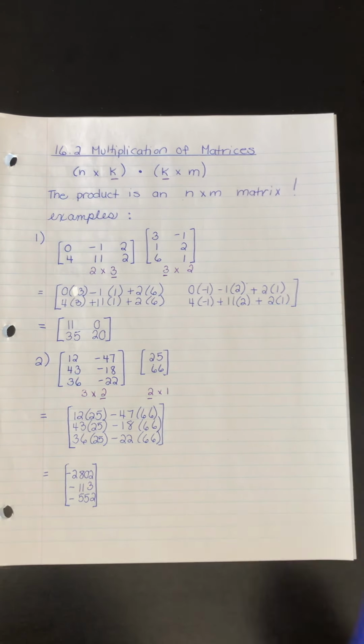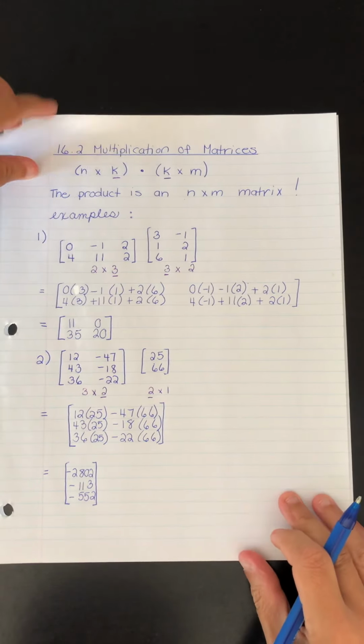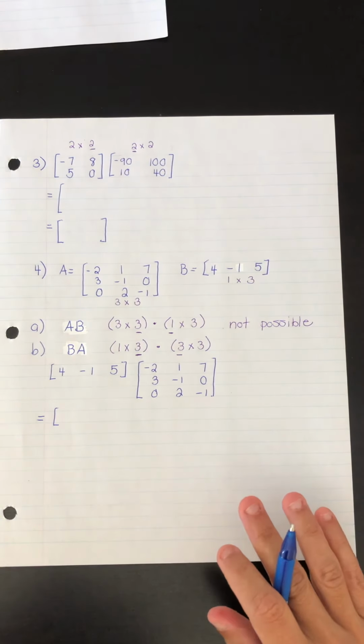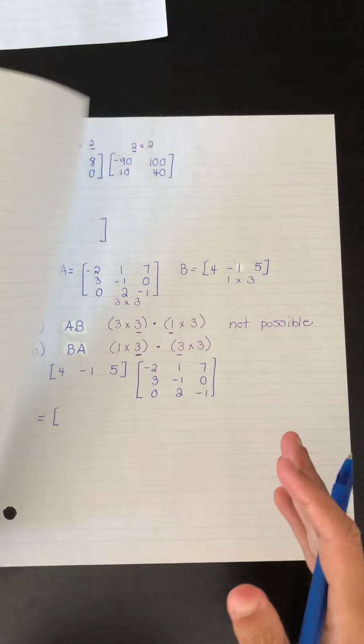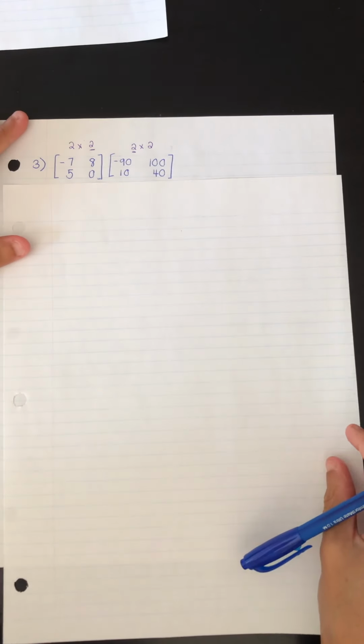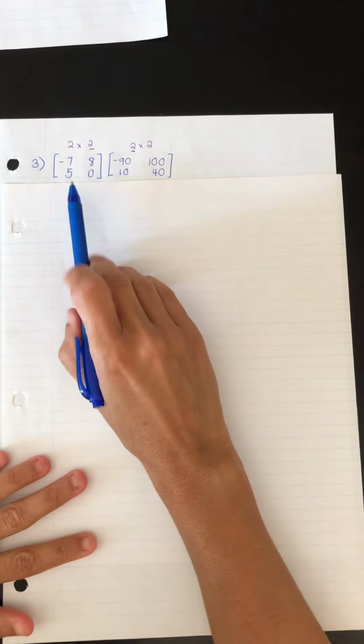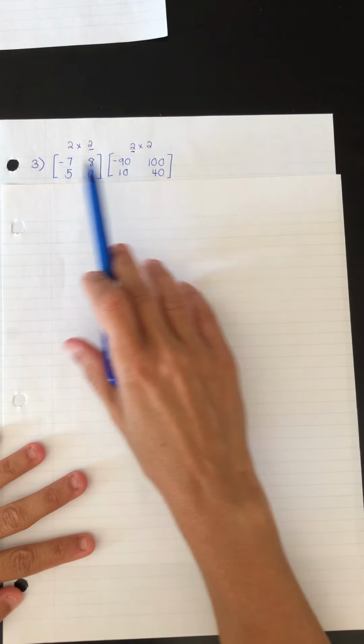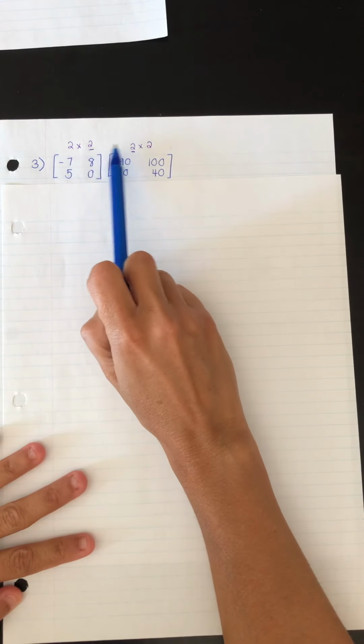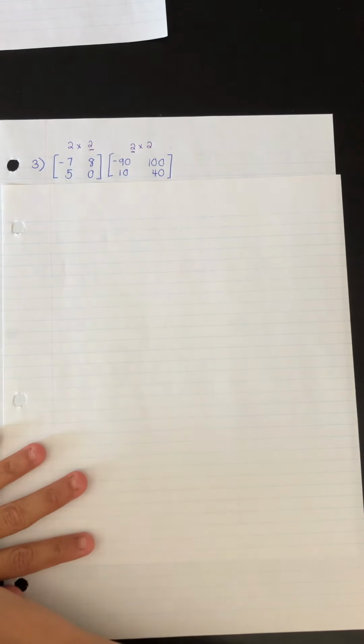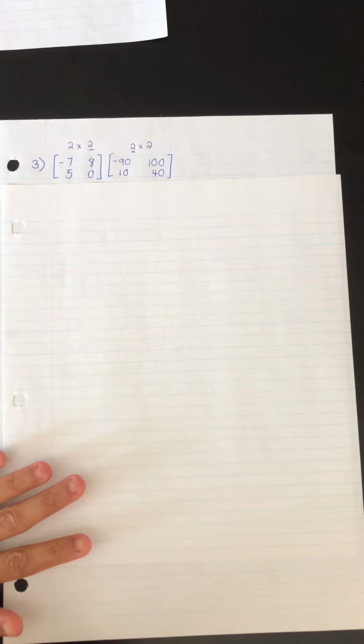Okay, so let's try a third example. In example 3, we're multiplying 2 square matrices. Their sizes are each 2 by 2. The fact that these numbers match means that the multiplication exists. And the dimensions of the final answer are given by these numbers. The final answer will have 2 rows and 2 columns.